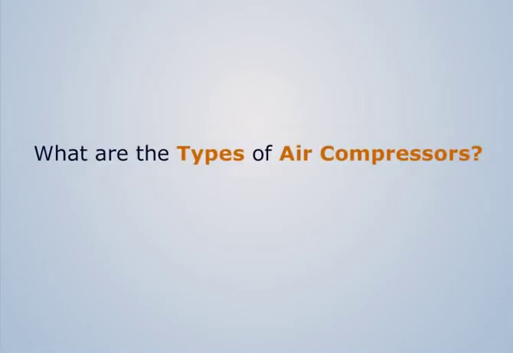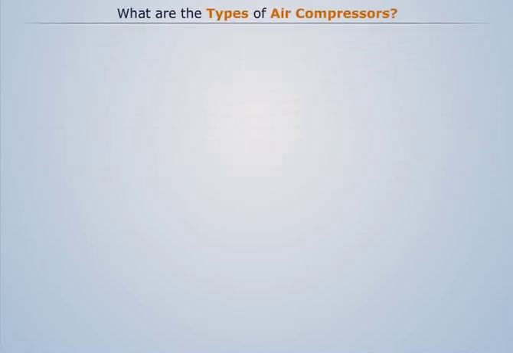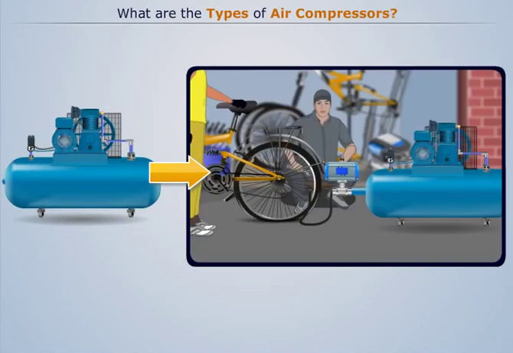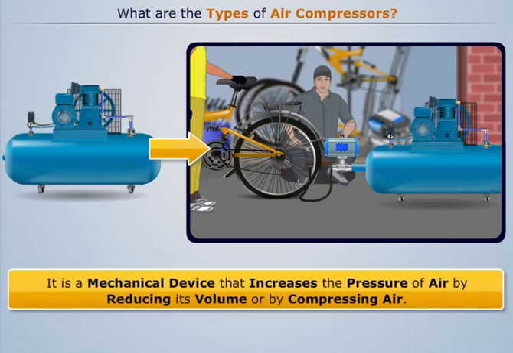What are the types of air compressors? You must have seen a machine kept in the bicycle shops. It's used to fill air in the bicycle tires. It is a mechanical device that increases the pressure of air by reducing its volume or by compressing air.